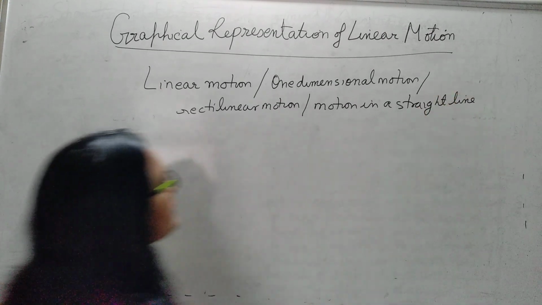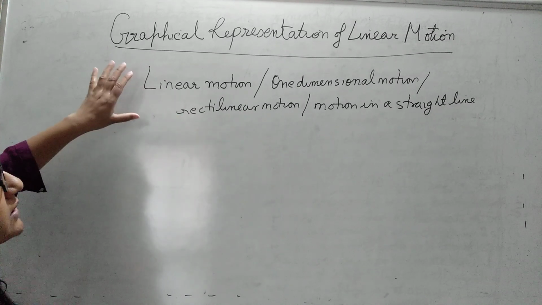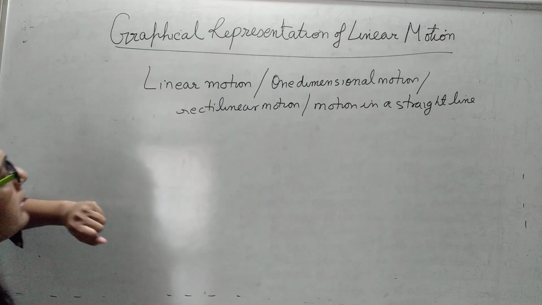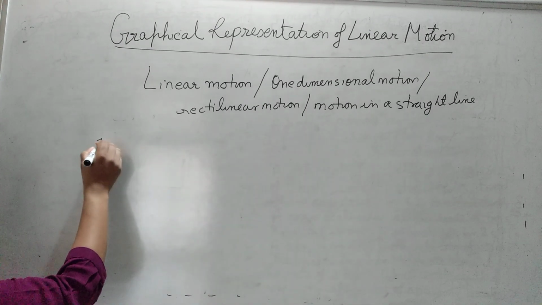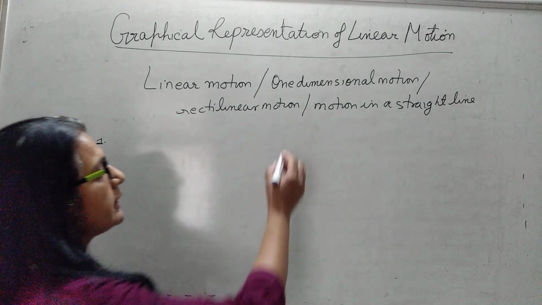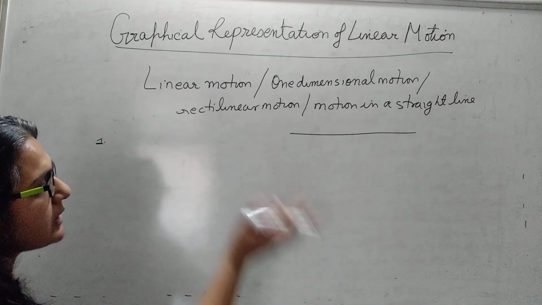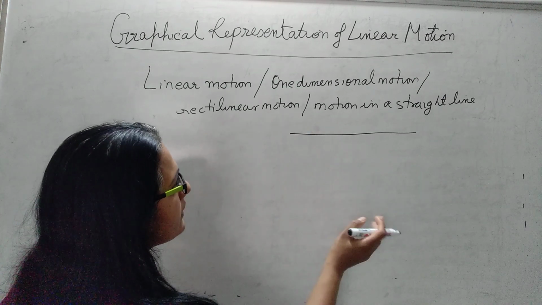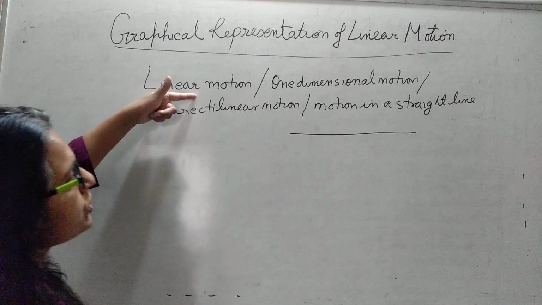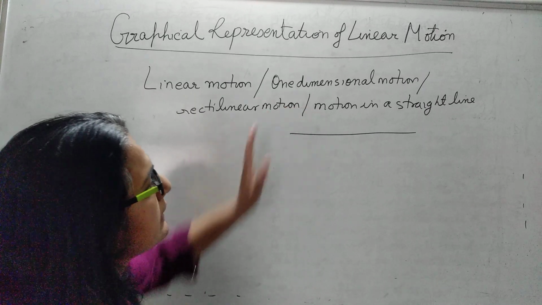So now these motions, linear motion, it is one and the same thing. We will be studying about them graphically. Now which graphs do we have to study? We will be doing that. So what is one-dimensional motion? Let me repeat it again. Or rectilinear motion, that is when the body is moving in a straight line. It is not moving sideways. It is not changing direction. When it is moving in a straight line, that motion is known as linear motion, one-dimensional motion, rectilinear motion, or motion in a straight line.